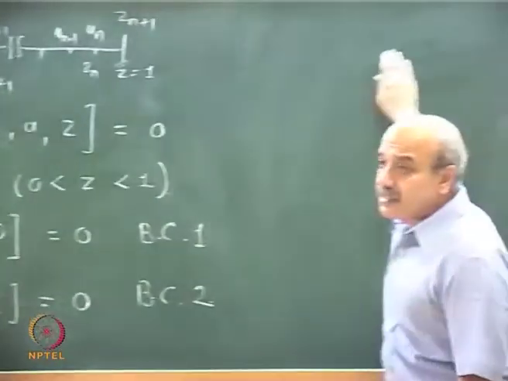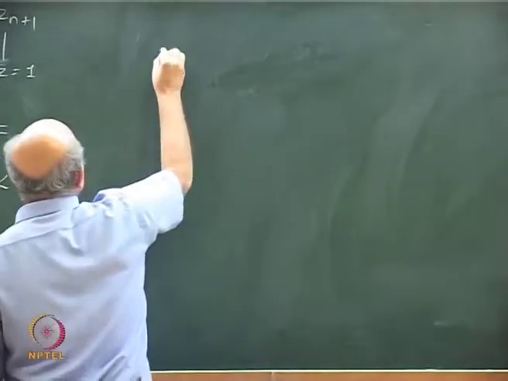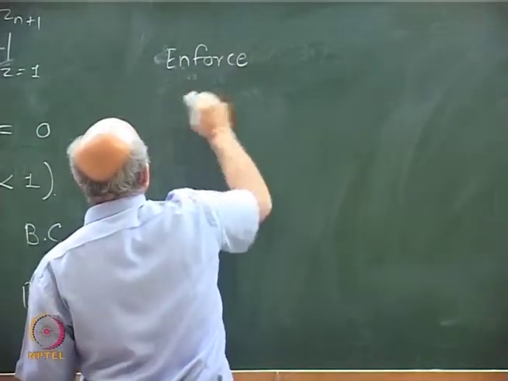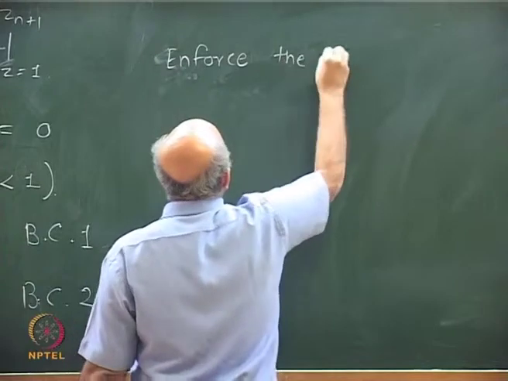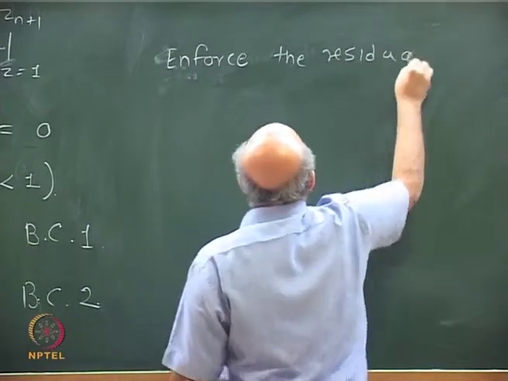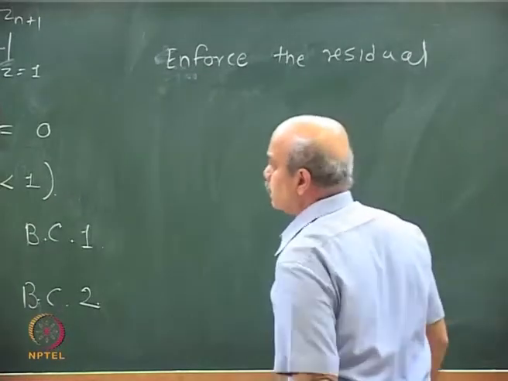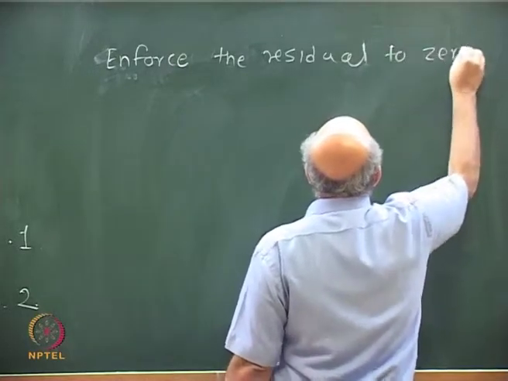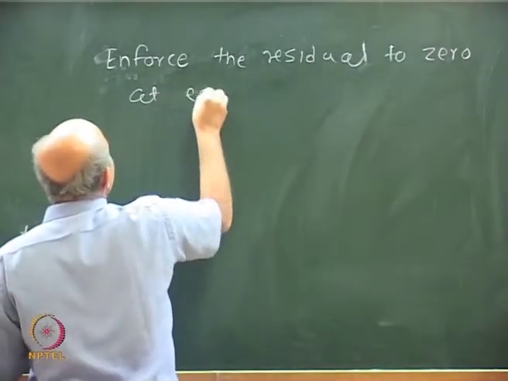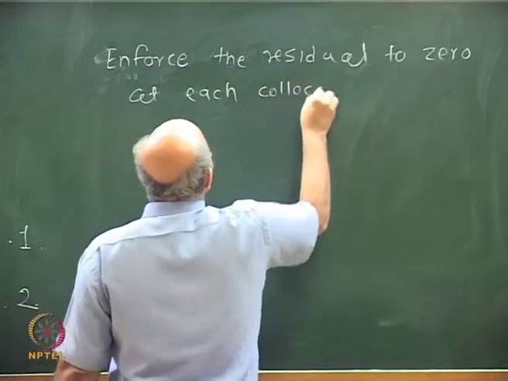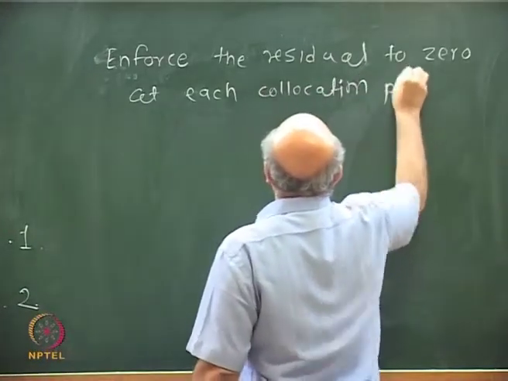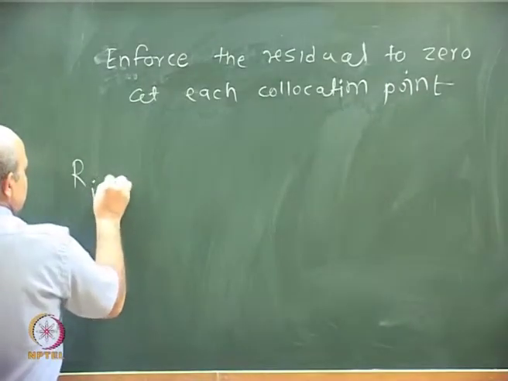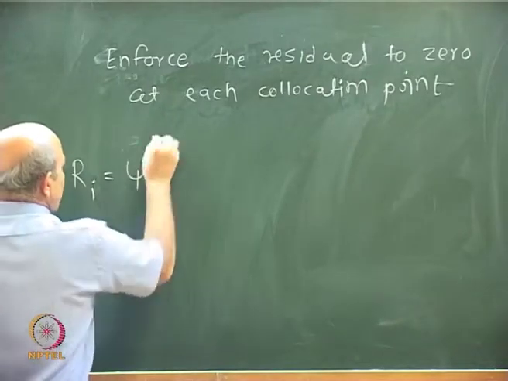So the game plan is to enforce the residual to 0 at each collocation point. This is called the residual. I'll just write it down, and you will understand why I'm calling it residual. That means I'm going to solve this equation. This is called residual psi.